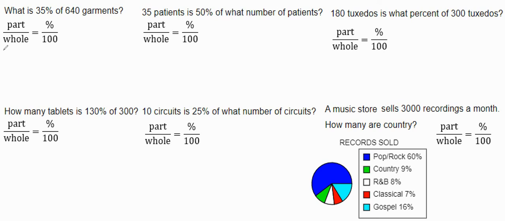So we're going to be looking at these questions. What is 35% of 640? This equation is going to be our best friend for this section. We have the whole in this case. What is 35% of 640?